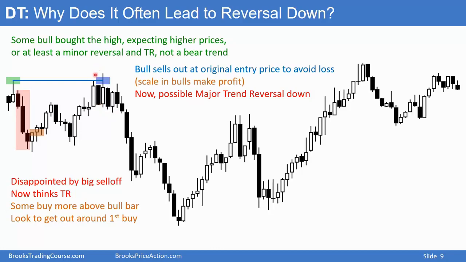Once it gets up there and reverses, traders are starting to think that this could be a major trend reversal down. If enough bulls sell and enough bears sell, instead of a trading range, the market could form a major trend reversal. Again, it's reversing around the prior high. This is a slightly higher high, but it's a double top major trend reversal, slightly higher high major trend reversal.